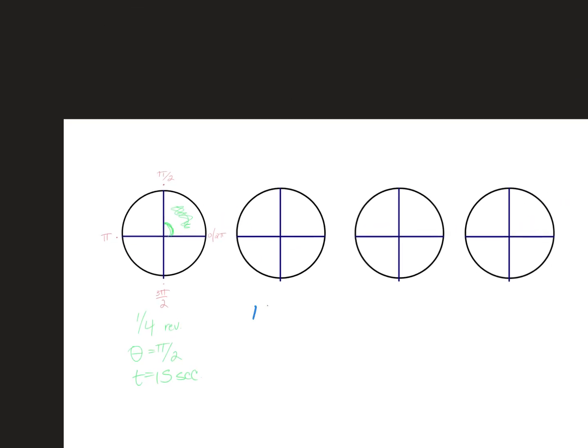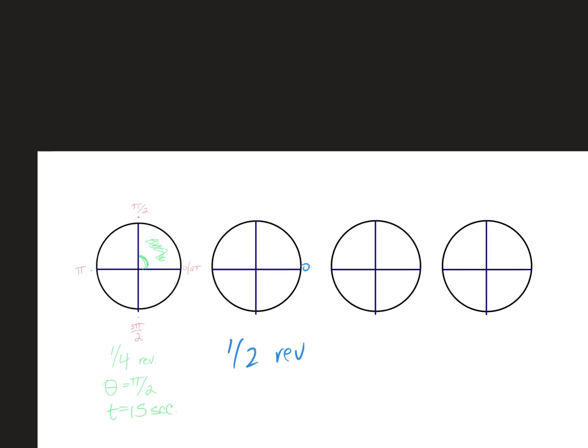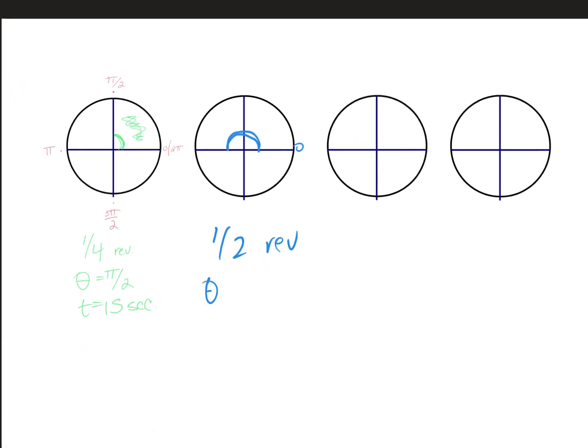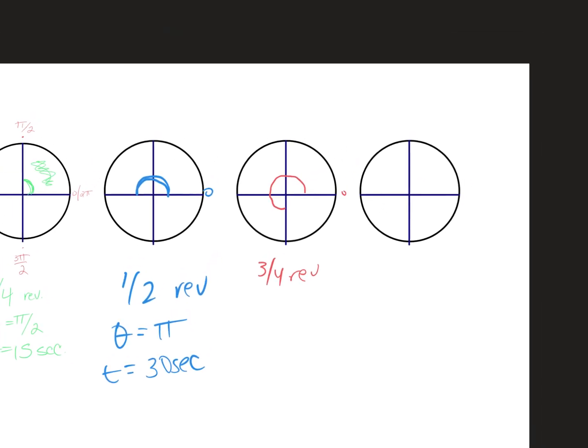All right, so let's talk about the second one. If I talk about a half revolution, half would be starting here at 0, and I go that much. What is my central angle? What's my theta? Pi, good. And how many seconds elapse in half of a circle? 30, very good. All right, I'm starting here at 0, and I talk about a 3/4 revolution. That's coming here and going all the way here. What's my central angle?